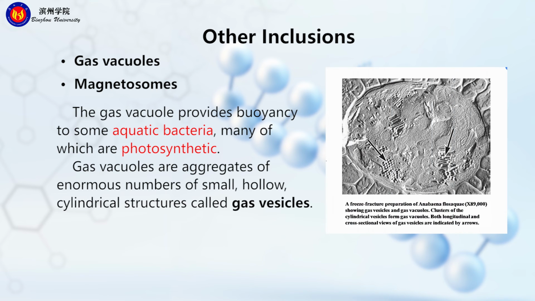There's a picture. This picture is a freeze-fracture preparation of Anabaena. This shows gas vesicles and gas vacuoles. Clusters of the cylindrical vesicles form gas vacuoles. Both longitudinal and cross-sectional views of gas vesicles are indicated by arrows.